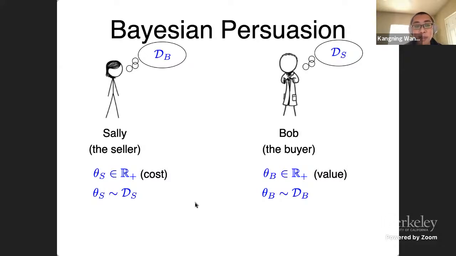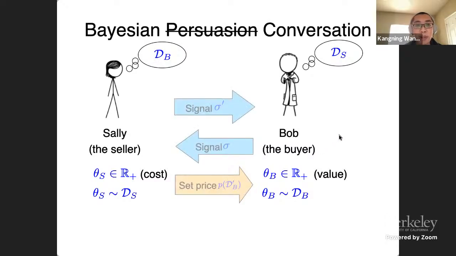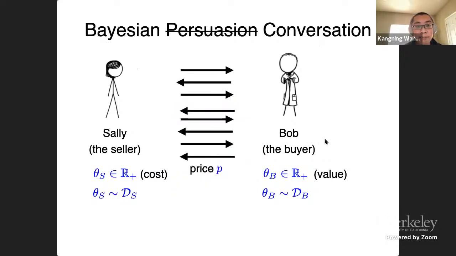And we generalize their model so that Sally now also has private information in the form of her cost, drawn from some distribution. And we can still have the same model where Bob will send some signal to Sally, and then Sally will set some price. But we can actually have an even more general model, which we call Bayesian conversation, where in the first step, let's say Sally can send some signal, sigma prime, about her private cost to Bob. And then after receiving that signal, Bob will send something back to Sally about his private value. And finally, Sally will set some price. And we can generalize that into a T-round protocol where Sally sends something to Bob, then Bob to Sally, and so on, until in the end, Sally will set the price P on the item.